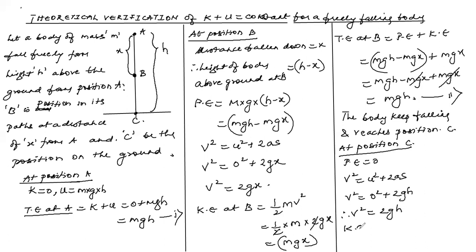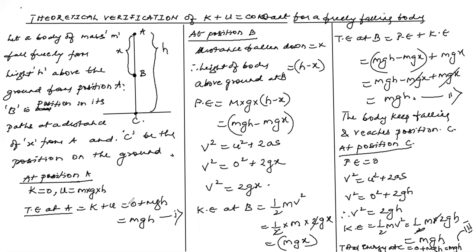Now, kinetic energy is half mv square equal half into m into 2gh. How much do you get, children? 2 gets cancelled. You get mgh. So this is kinetic energy. Potential energy is 0. So what is total energy at C, children? Therefore, total energy at C equal 0 plus mgh. How much do you get? mgh. And this I call 3. So I go from 1 to 3.